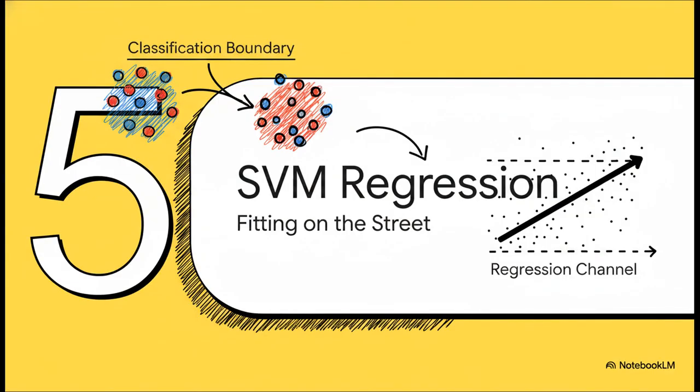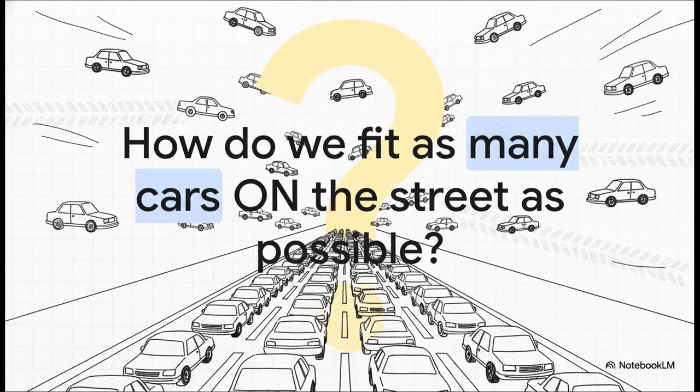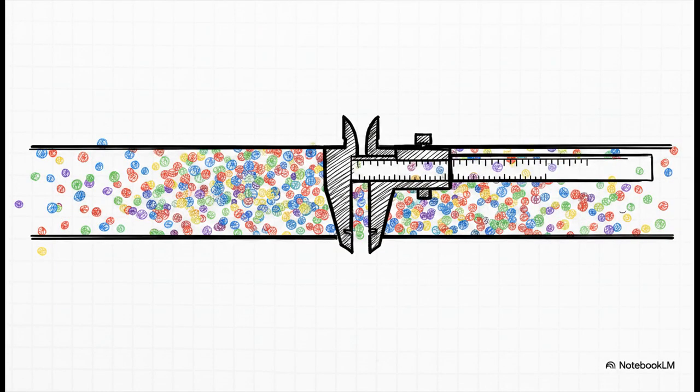All right, let's move on and see how this builds into Section 5, SVM regression. Up to now, it's been all about classification, keeping groups separate. But to really grasp SVM regression, we have to take our visual metaphor and flip it entirely on its head. Instead of trying to keep cars off the street to widen the gap between groups, how do we fit as many cars on the street as humanly possible? That totally backward logic is exactly how SVM regression works.